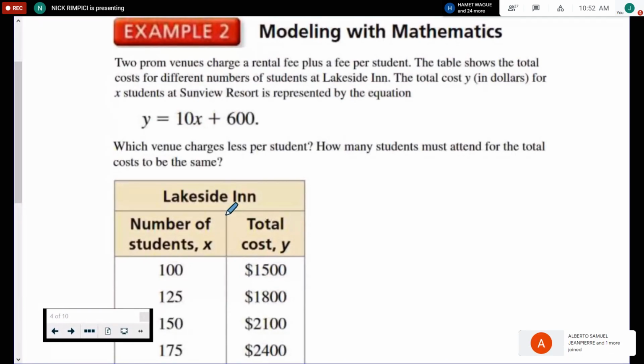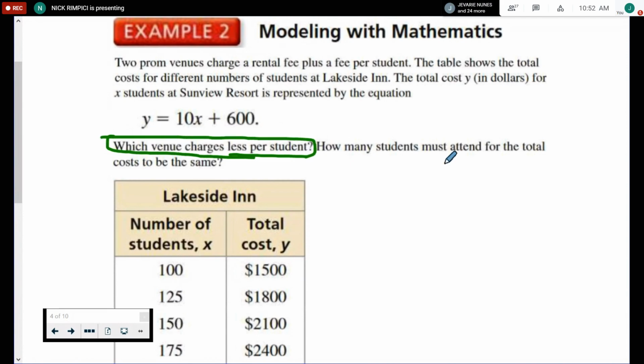But first things first. Let's try to figure out the cost per student. Which venue charges less per student? I want to know which one charges less per student first. We're only going to work on this for now. We're not going to worry about part B yet. So which venue charges less per student?